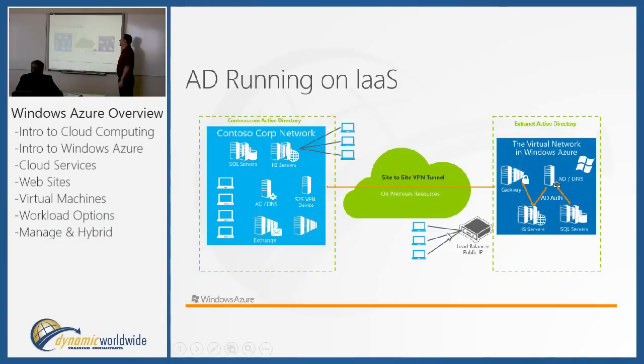SharePoint running on infrastructure as a service. This is my corporate network. Looks familiar, doesn't it? Well, there's my SQL servers, IIS, AD, DNS, and all of that other kind of stuff. I can then turn around and virtualize all of that into the cloud, only now I have load balancers off of a public IP to work with, and I can actually mirror this.